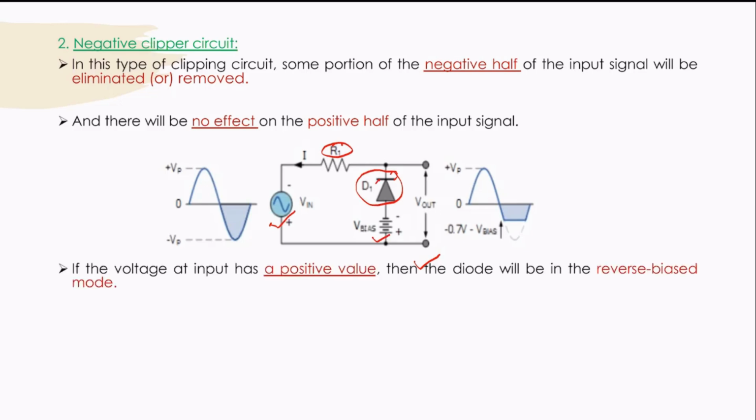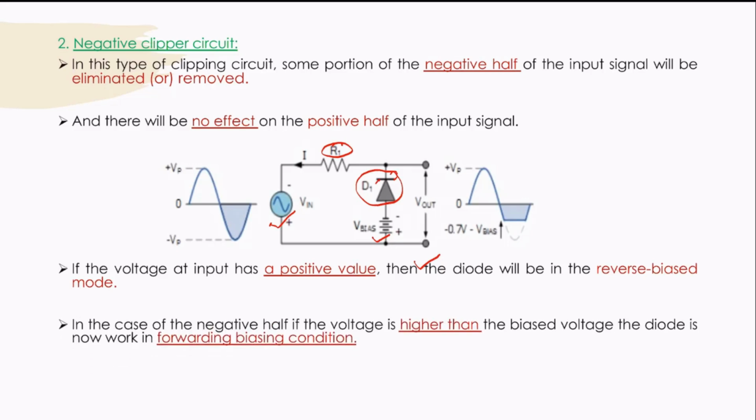So if the applied voltage at the input has a positive value, then the diode will be in the reverse biased mode. Now in this case, if the negative half cycle of the input voltage is higher than that of the biased voltage of the diode, then the diode works in the forward bias condition and the exceeded value will be removed from the waveform. So if you see here, under the negative half cycle of the input signal, we can observe the clipping of the signal, whereas under the positive half cycle of the input signal, the signal is completely shown.